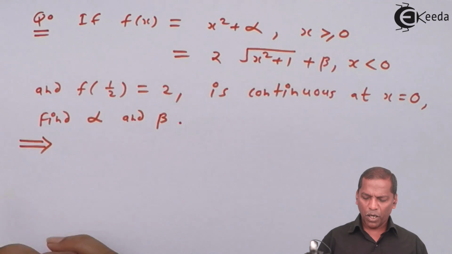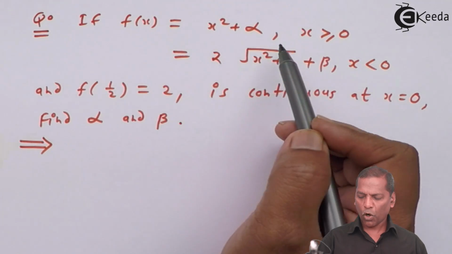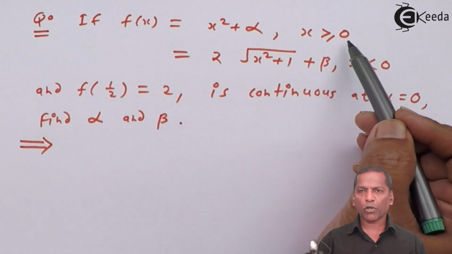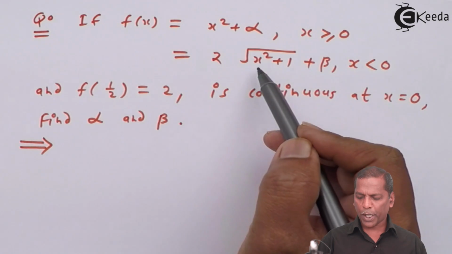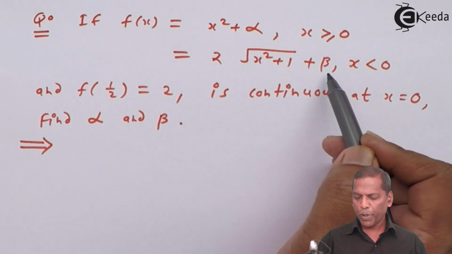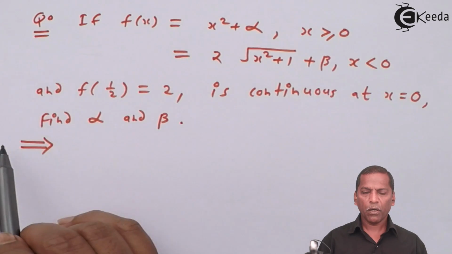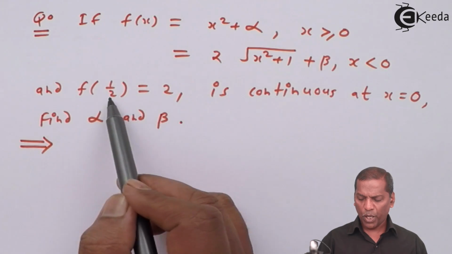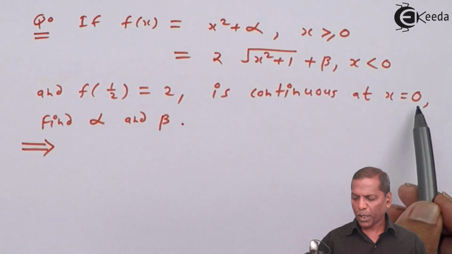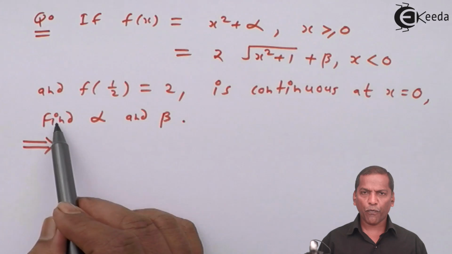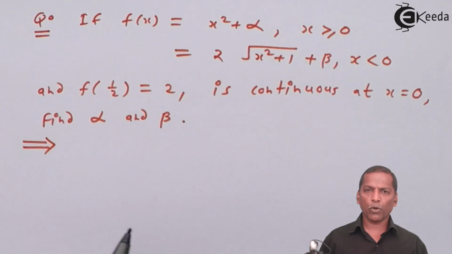The question is, if f of x is equal to x square plus alpha, for x greater than or equal to 0, and equal to 2 into square root of x square plus 1 plus beta, for x less than 0, and f of 1 by 2 is equal to 2, is continuous at x equal to 0, and we have to find alpha and beta. Now let's see the solution.